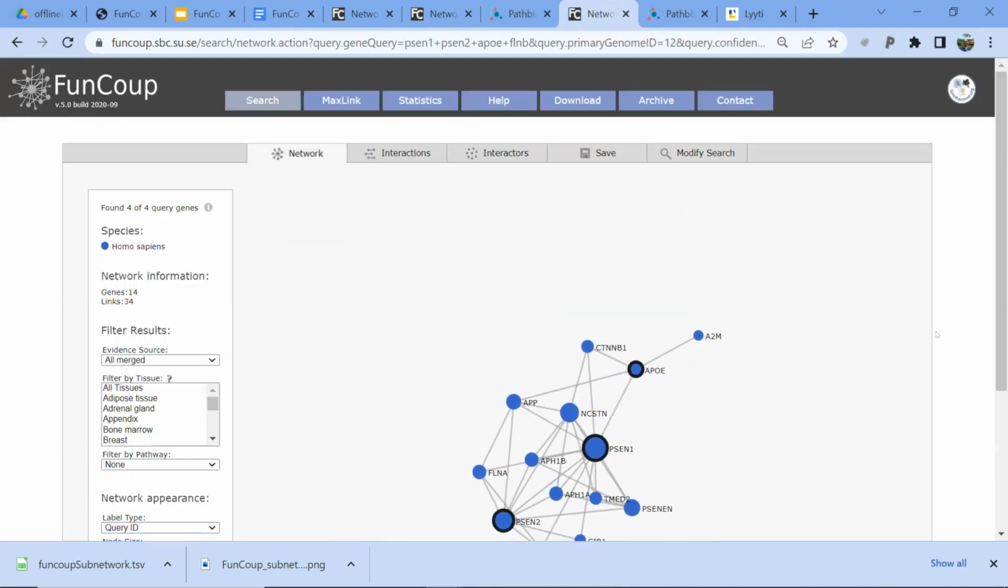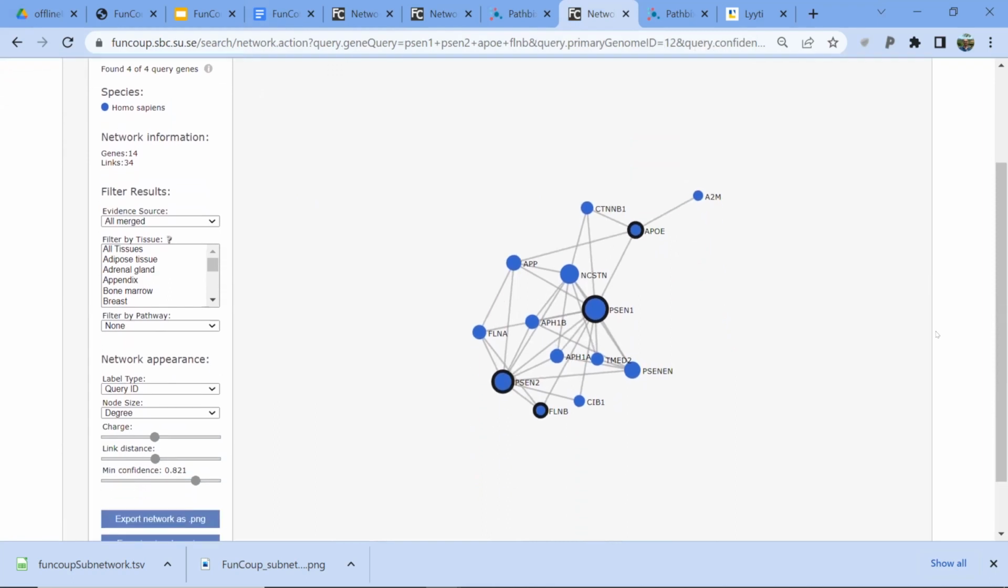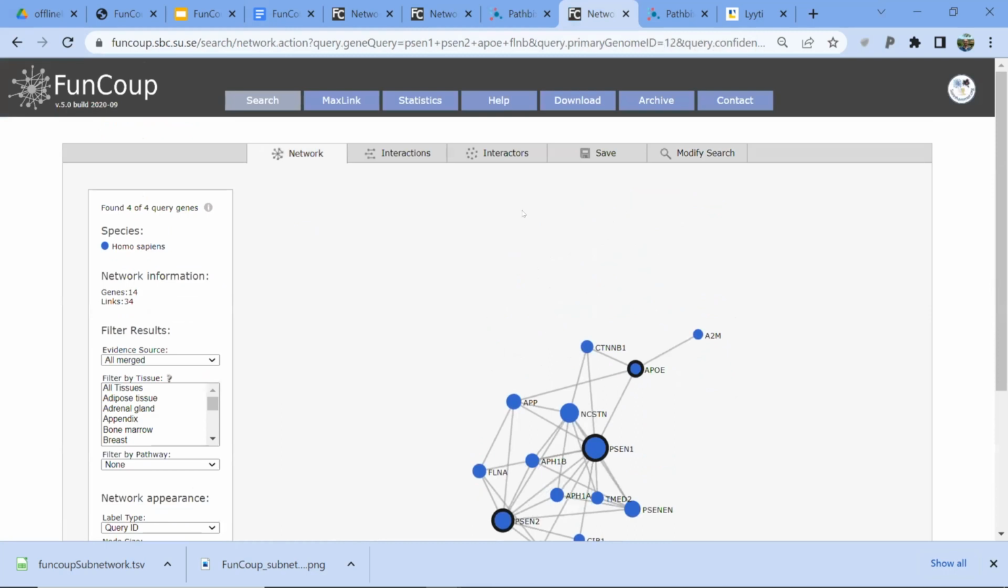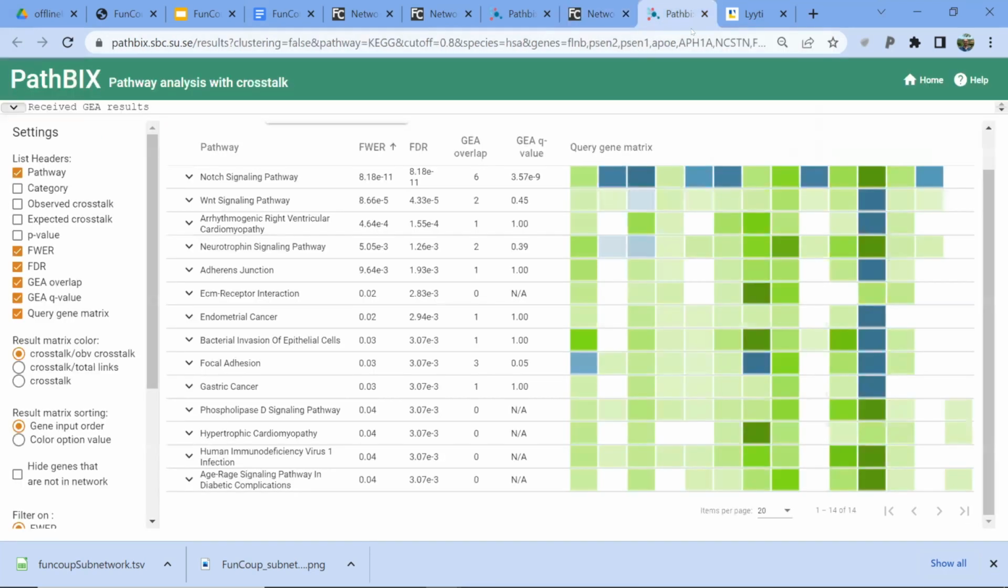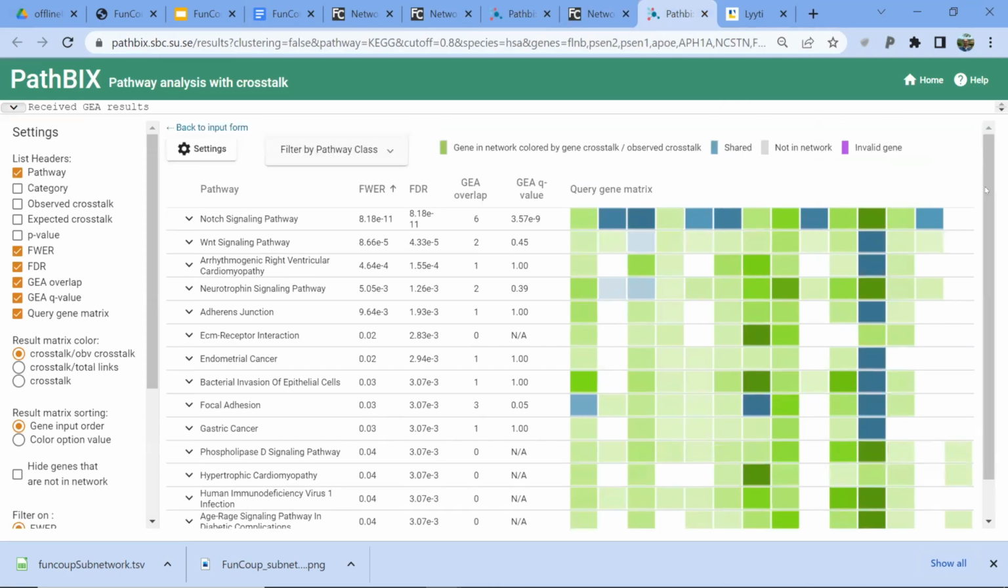So I expanded a bit. I didn't expand it to 30 genes because then you might get too many pathways. So I just picked the 10 nearest neighbors here. And then, as Emma did, I went to interactors and pressed enrichment in PathBIX. And then I get this list of pathways from the extended gene set, extended by the network.